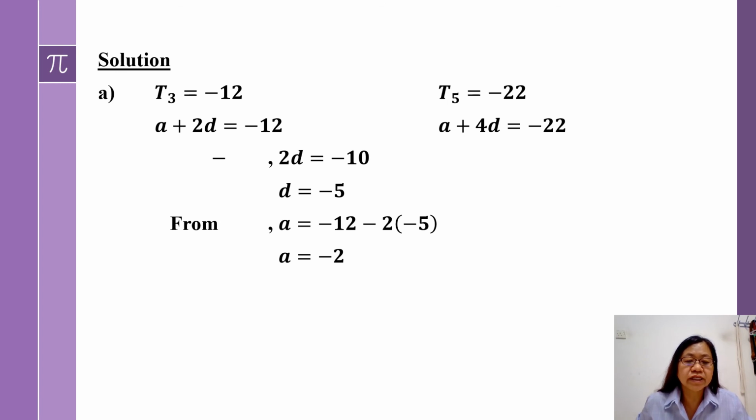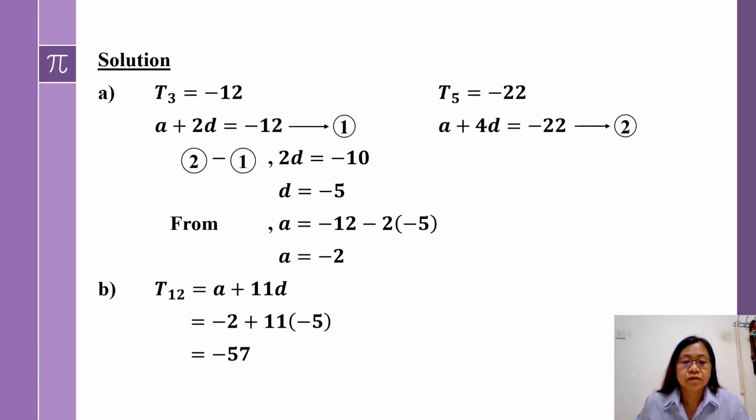So 2D equals negative 10, so D is negative 5. Then you can find your A. A is negative 12 minus 2 times negative 5, so A is negative 2. So this is the first equation, this is the second equation, and by solving the simultaneous equations you can find your D first. D is negative 5 and A is negative 2.